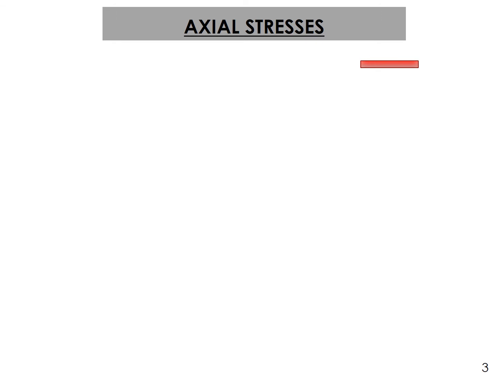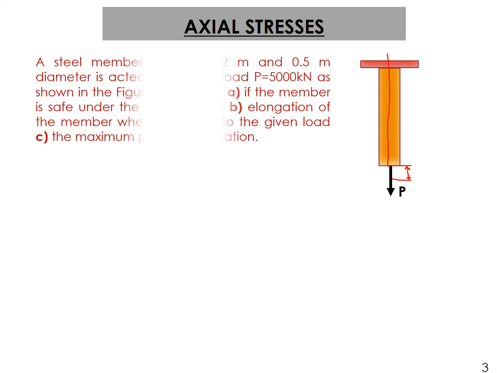A longitudinal member is suspended from a support as shown in the figure, and this member is subjected to a tensile load. So this load is acting along the axis of the beam. As we can see, this is the axis of the beam, and this load is acting along the axis. So certainly, because of this load, there will be extension in the length of the beam. So this will be the extension in the length of the beam. So this is the question. Now see what else is given to us.